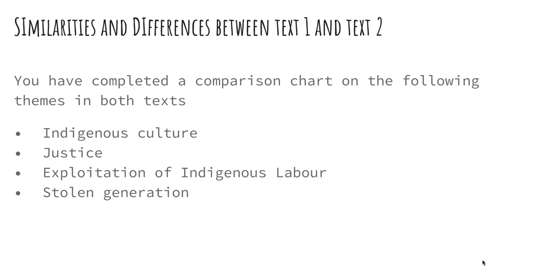So let's make a start. You should already know, provided you've been to session 1, that the whole focus of a comparative text unit, which is what we're doing here, comparing the song From Little Things, Big Things Grow to the text Stolen Girl, is to find similarities and differences. With Miss Mills, you will have completed a comparison chart, and you should have done 4 charts. They were printed out on A4 paper, and they should have focused around each of these themes: Indigenous culture, justice, exploitation of Indigenous labour, and the stolen generation.